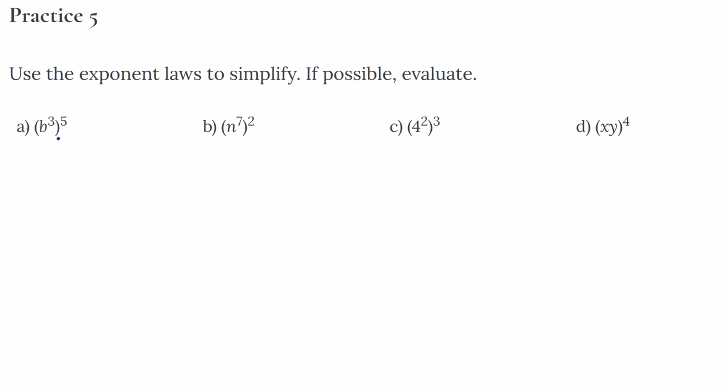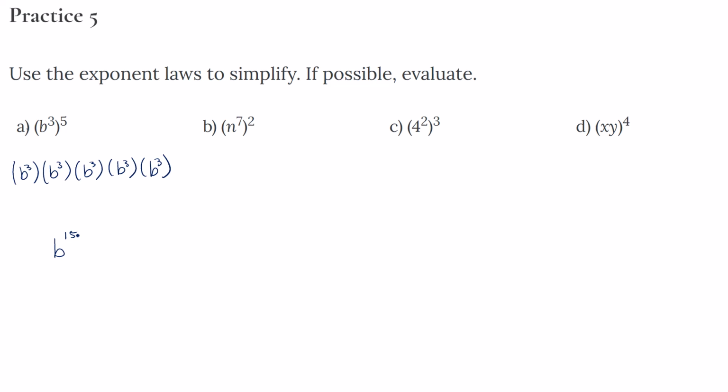I'm going to start by expanding out a to show how this expression can be simplified. So because we have b to the power of 3 to the power of 5, this means we have b to the power of 3 multiplied by itself 5 times. And if we think back to the product law, because we have several powers with the same base of b, we can add the exponents to simplify. So 3 plus 3 plus 3 plus 3 plus 3 is 15. So b to the power of 15.